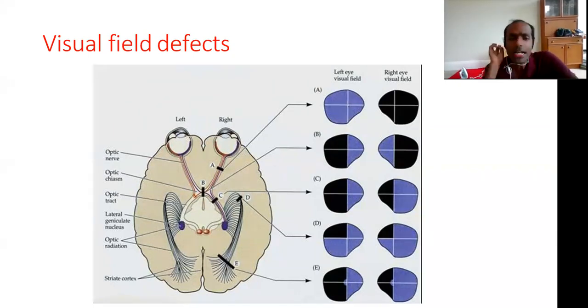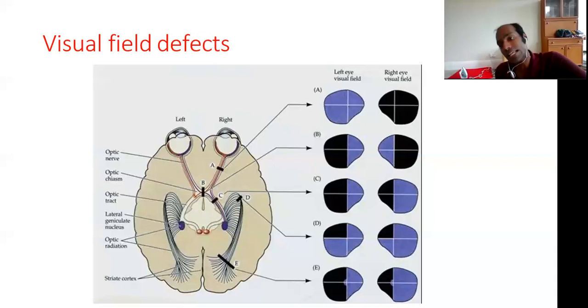In a vascular lesion of the occipital cortex, the macula is spared. Why? Because the occipital cortex is mainly supplied by the posterior cerebral artery, but the macula is supplied by the middle cerebral artery.